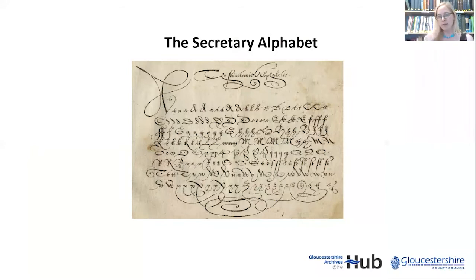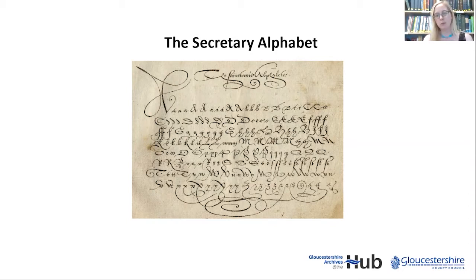So here is a very bad copy of the secretary alphabet. There's another slide where I'm going to break down the letters a little bit more for you. But basically, this is every single letter of the alphabet, and they include capitals and lowercase letters.